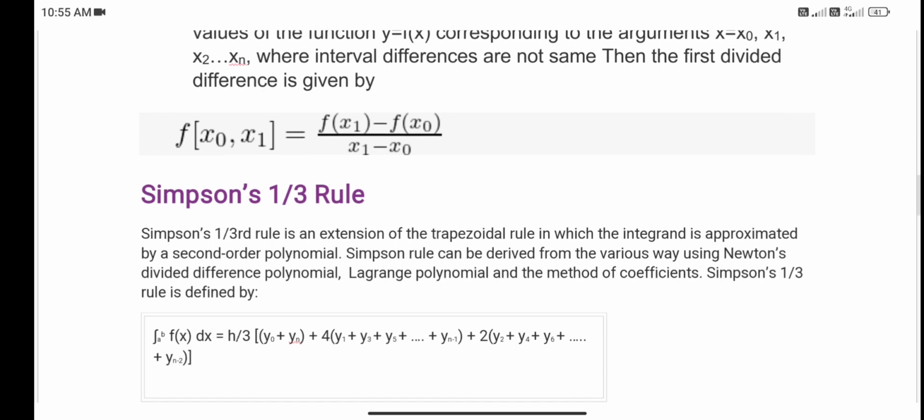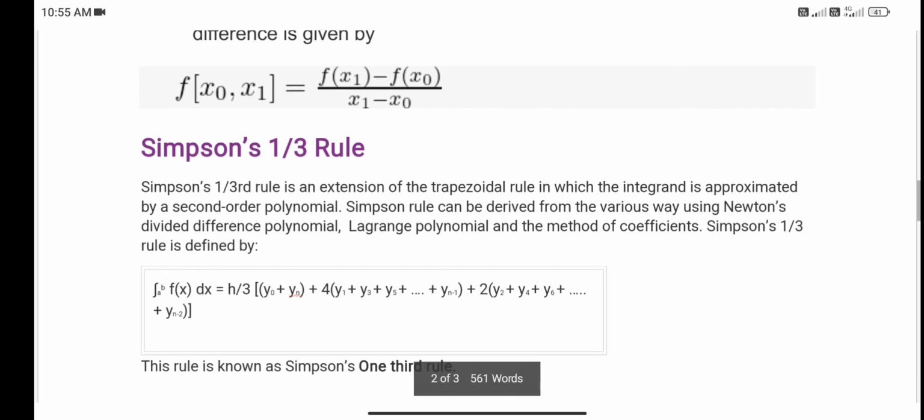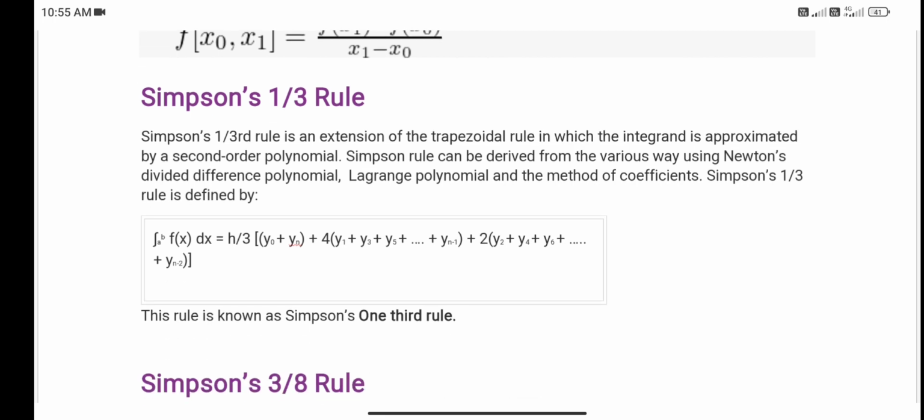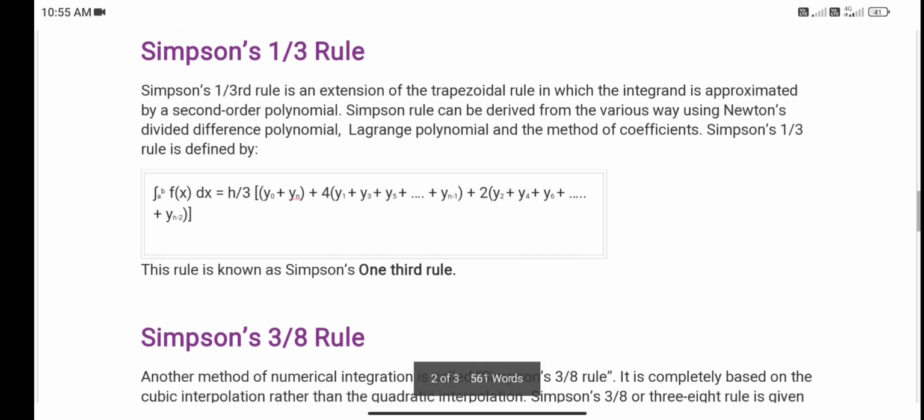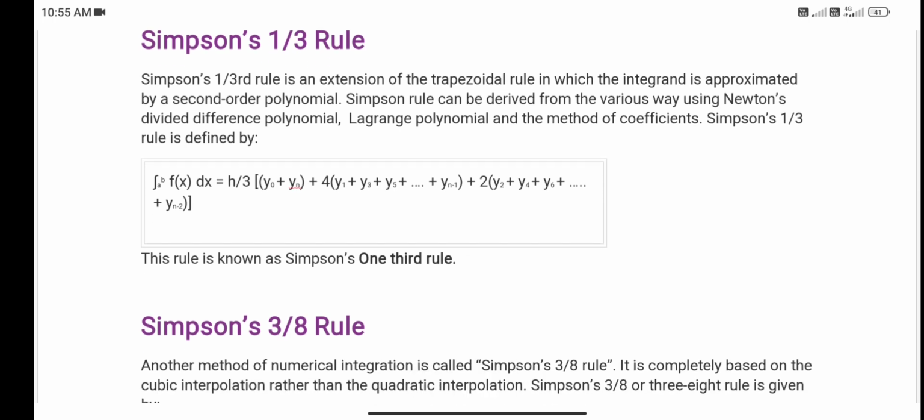Next we'll discuss three rules which we can derive from some interpolation techniques. First one is Simpson's 1 by 3 rule. Simpson's 1 by 3 rule is an extension of the trapezoidal rule in which the integrand is approximated by a second order polynomial. Simpson's rule can be derived in various ways using Newton's divided difference polynomial, Lagrange polynomial and the method of coefficients. Here is the equation of Simpson's 1 by 3 rule. It is derived from the trapezoidal rule.